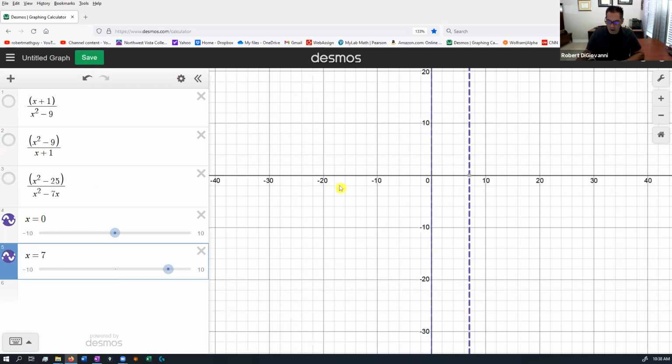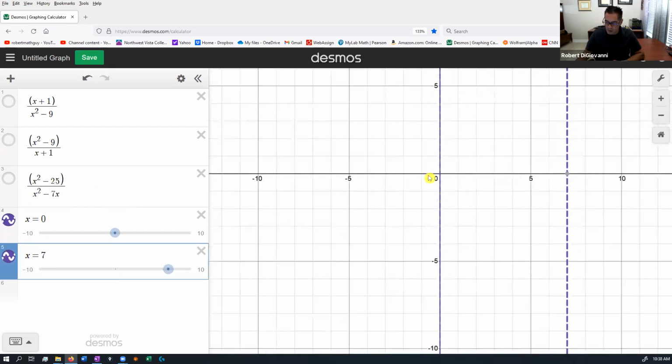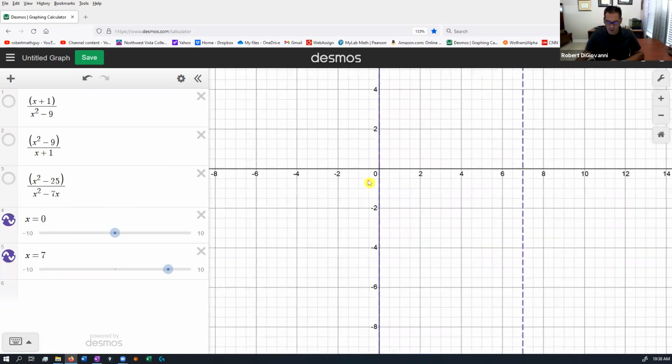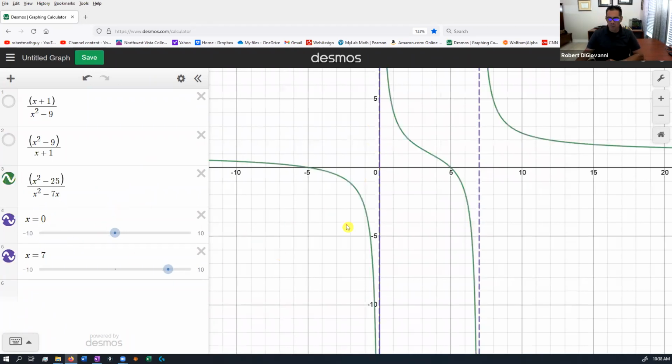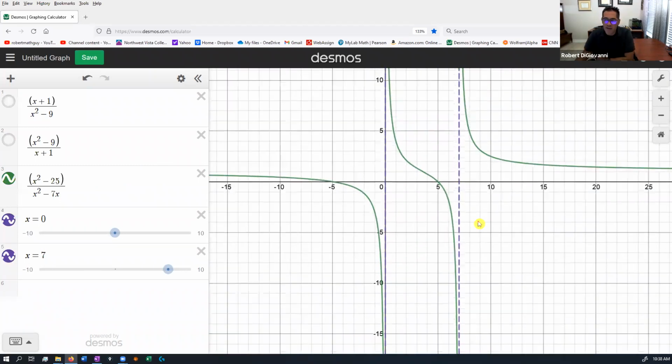Let me take that graph out of here. Zoom in a little bit here. It's hard to see the one at 0. Right? It's kind of hard to see that. But here's a graph. Look at that. That's exactly where they are, right? It's exactly where they are.